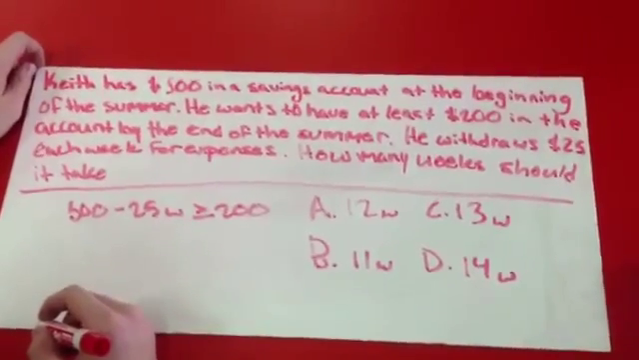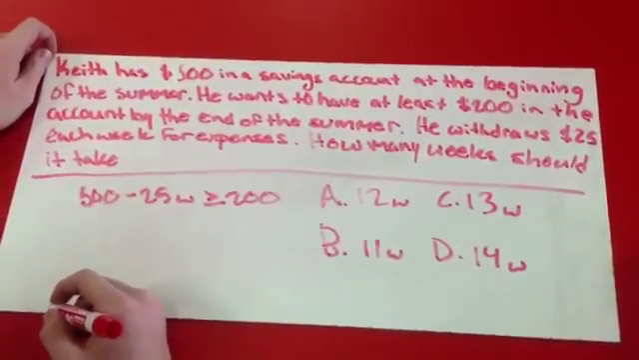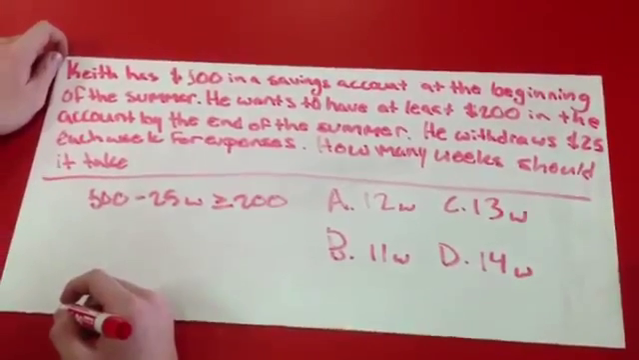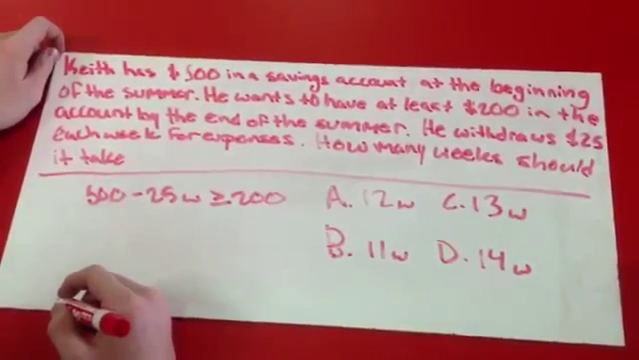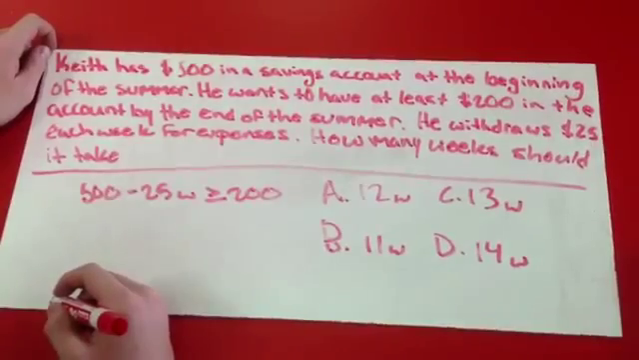He wants to have at least $200 in the account by the end of the summer. He withdraws $25 each week for expenses. How many weeks should it take?